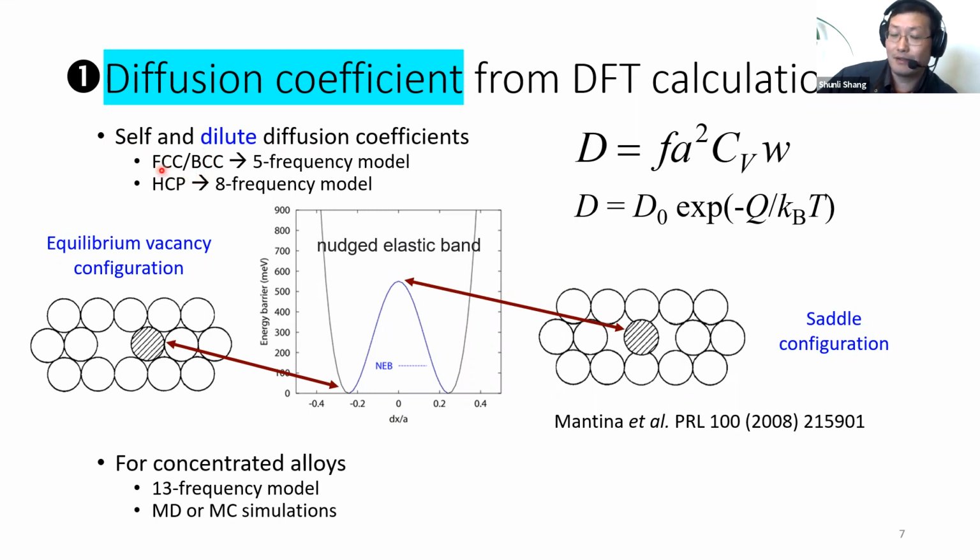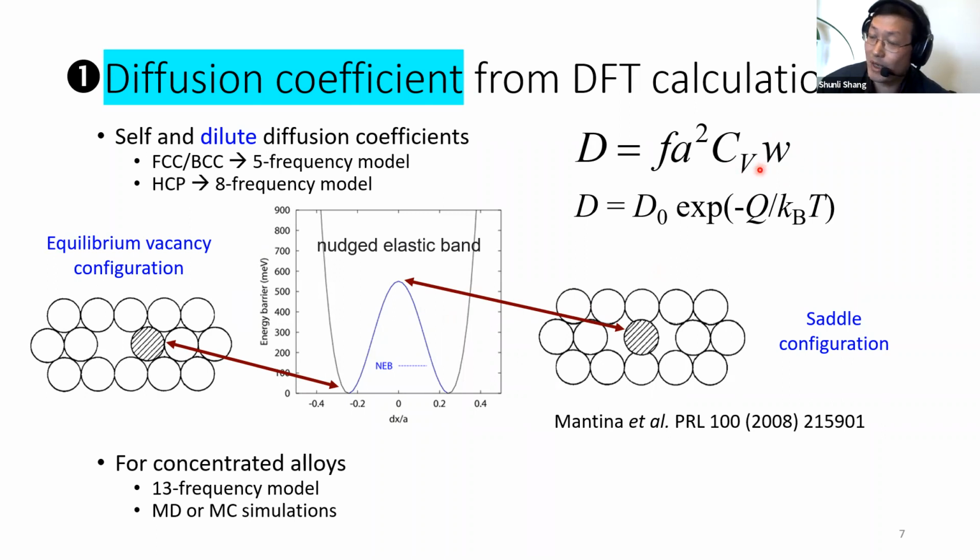For the alloys, for FCC and BCC, we can use the five-frequency model. Also for HCP, we can use the eight-frequency model. The major one is we use this equation. Here, F is the factor relative to the structures, a is the lattice parameter, C_V is the vacancy concentration, and w is the frequency. We can predict it using this method.